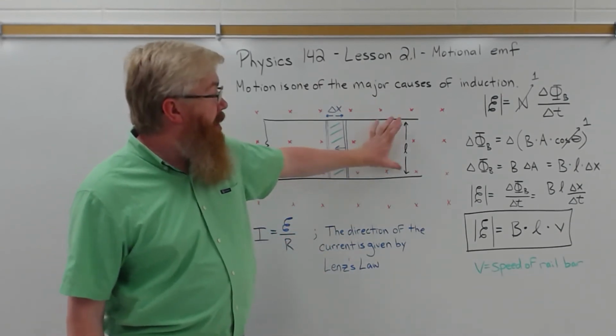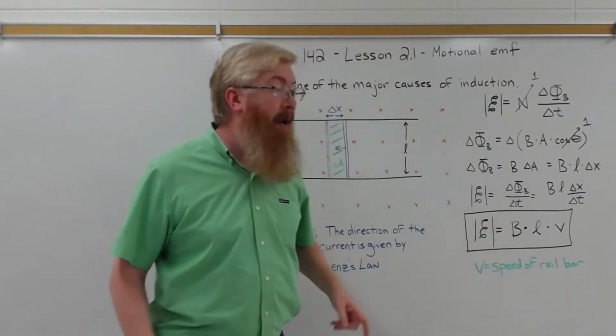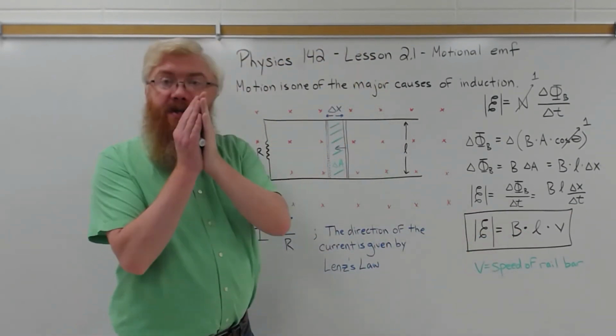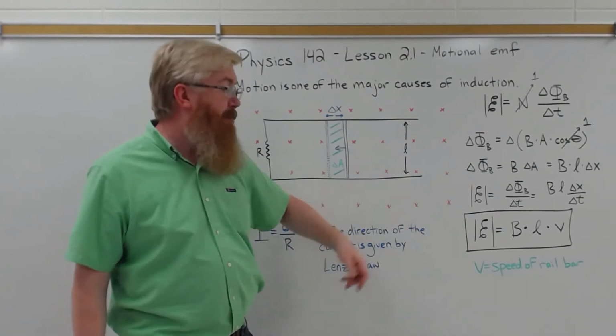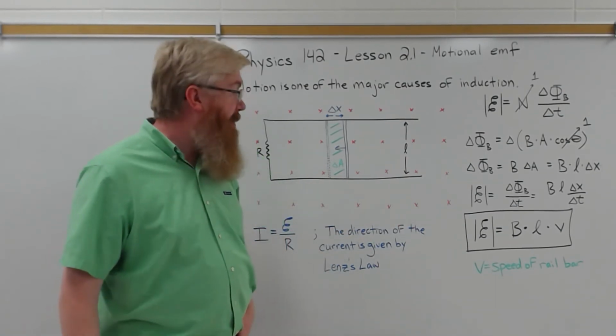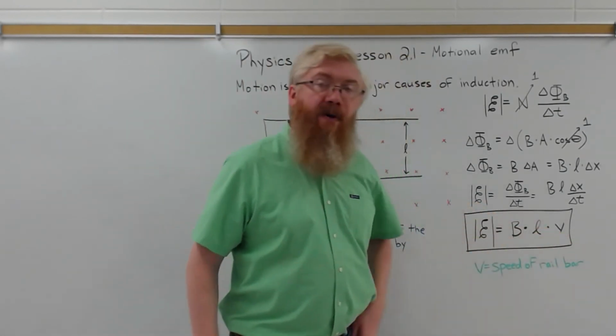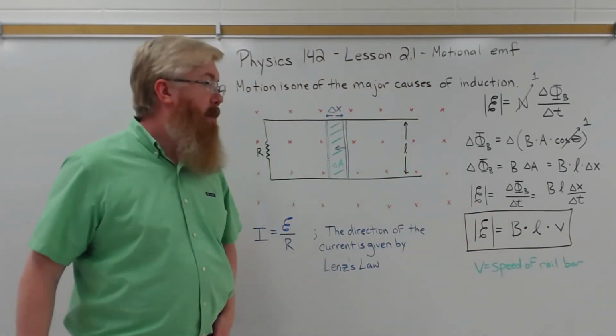The separation here, length, right? That's related to the area change. If the two rails have a smaller area, then there's a smaller change in magnetic flux, which means smaller EMF. And how fast you move this rail back and forth.